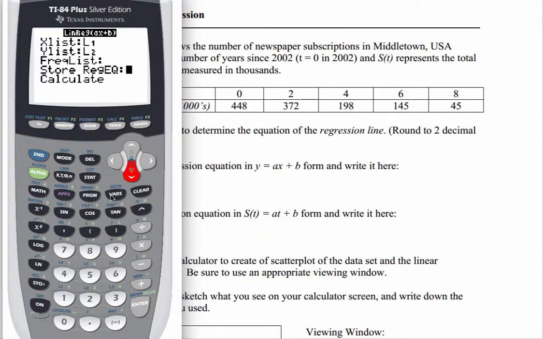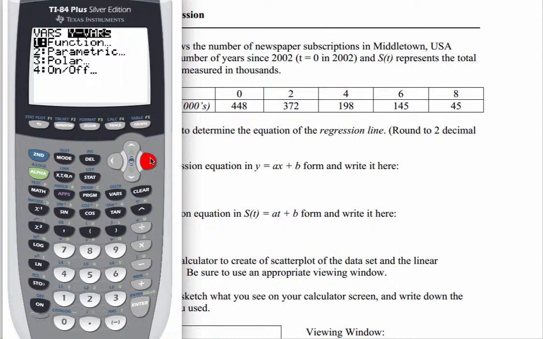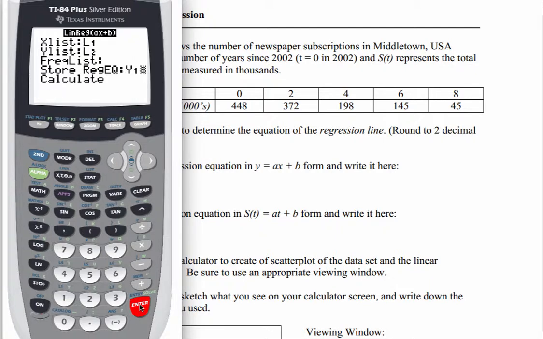To do that, you're going to press the vars key. Then you're going to press Y-vars by hitting the right arrow. Then you go to option number 1 for function. And then you grab Y1. Now all that does is tell the calculator to take whatever results from your regression analysis and store it into Y1. That's completely optional, by the way. Alternately, you can just type it in, and that works too. Okay, we'll go down to calculate, and notice, boom, it creates the regression equation for us.